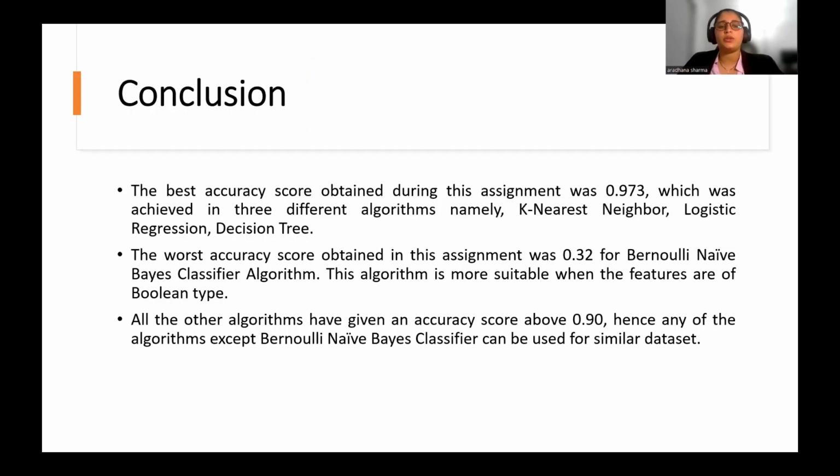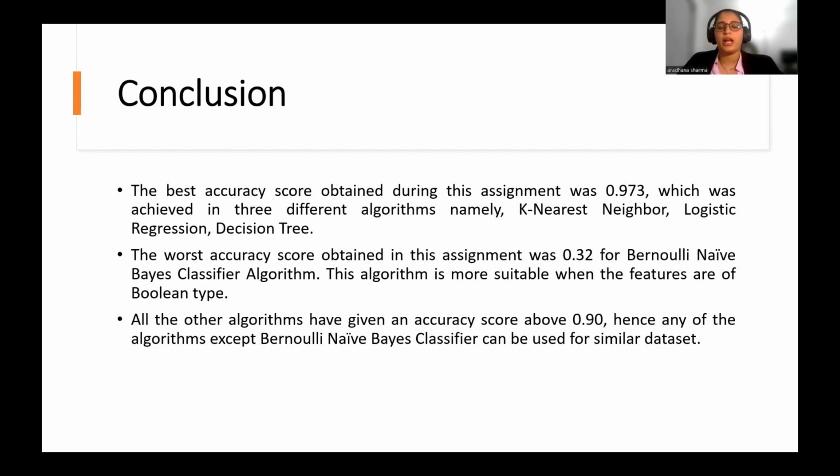Conclusion. The best accuracy score obtained during this assignment was 0.973, which was achieved in 3 different algorithms: K-nearest neighbor, logistic regression, and decision tree. The worst accuracy score obtained in the assignment was 0.32 for Bernoulli's naive Bayes classifier algorithm. This algorithm is more suitable for datasets where the features are of Boolean type.